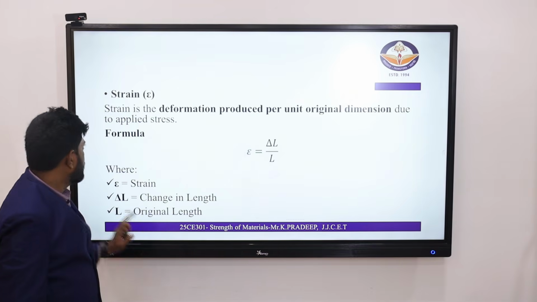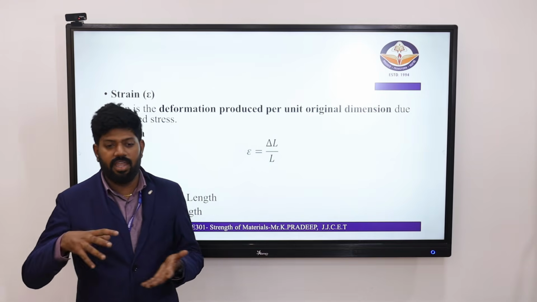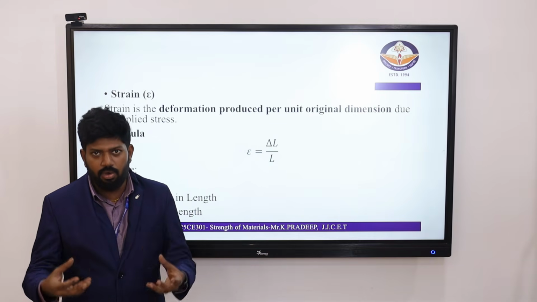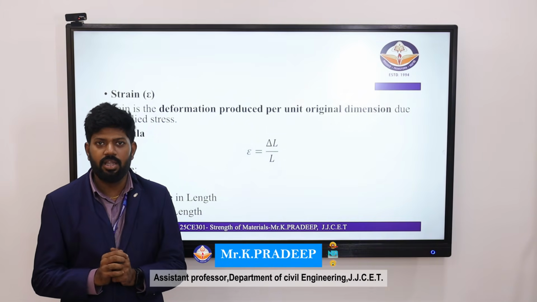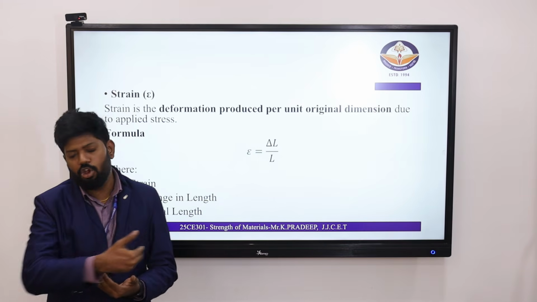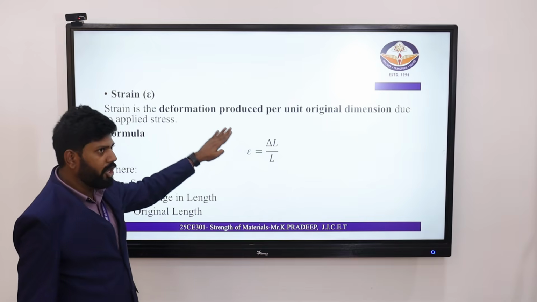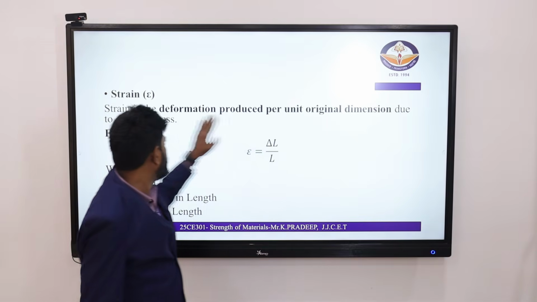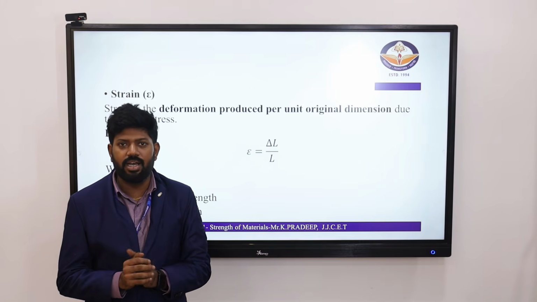My next topic is strain. What is meant by strain? Because of the load that is applied, stress is developed. Because of all these happenings, there will be changes in the dimensions, that is length, breadth, depth, width, and diameter. Basically, strain is the deformation produced per unit original dimension due to the applied stress.